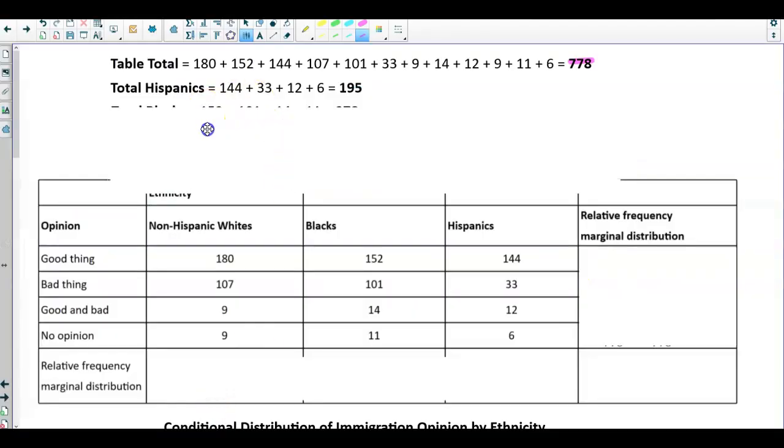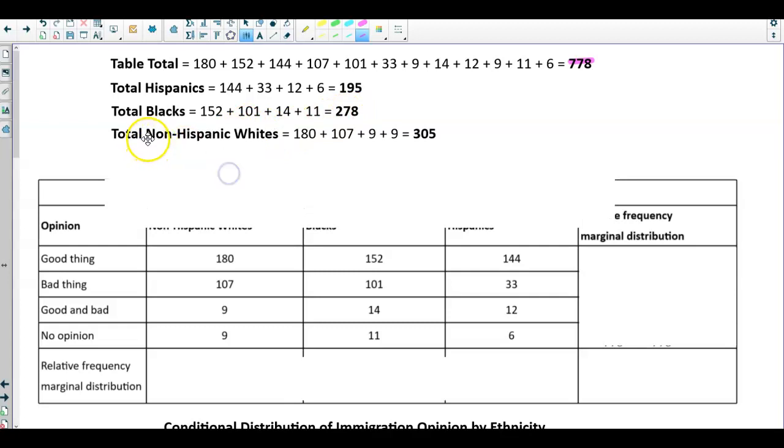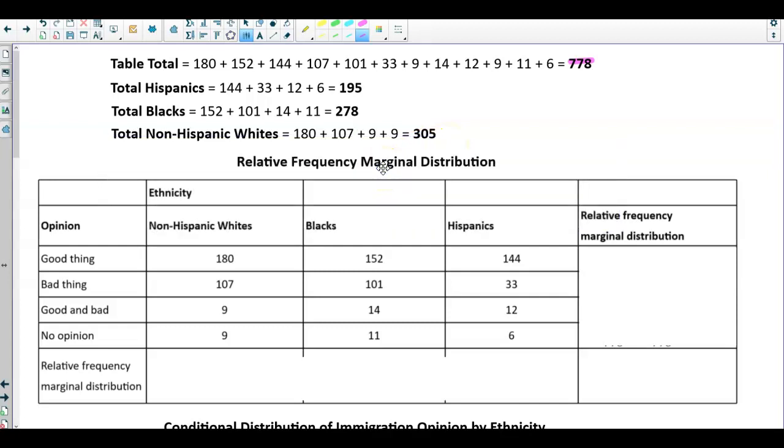find the total of blacks in that column. We have 152, 101, plus 14, plus 11, which gives us 278. And the total of non-Hispanic whites is 180 plus 107 plus 9 plus 9, which is equal to 305. So there are our values. Now we want to create a relative frequency marginal distribution, so we're going to use the table total of 778.